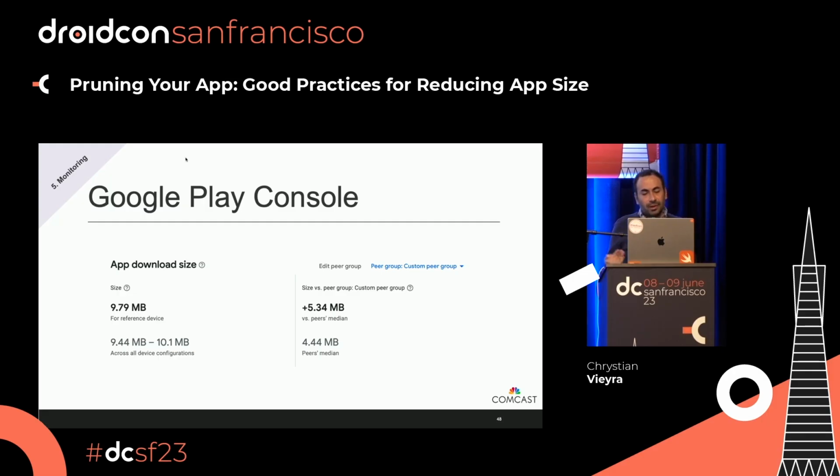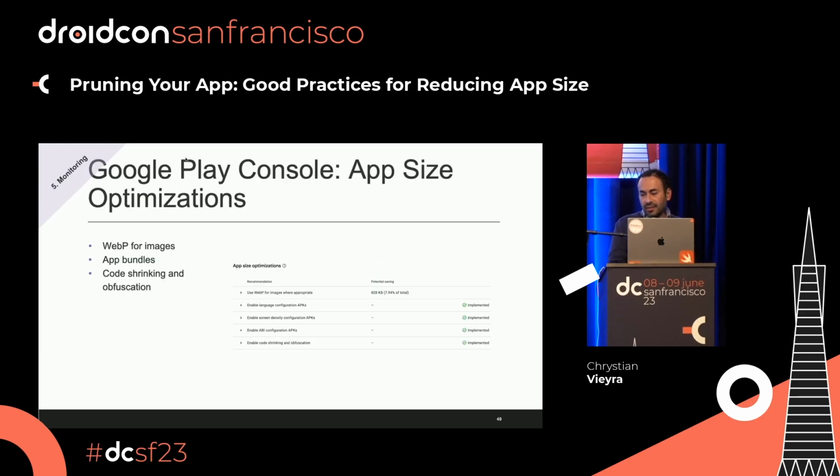Finally, before I move on, the next thing I want to show is the Google Play Console. Many of us use it all the time, and it also has wonderful visualizations of your app download size. For instance, it shows me, this is for my personal app, that my personal app for my reference device is 9 megabytes, and how I compare to my peers in size. So it's a good inspiration to know if you need to be pursuing smaller to try to match what your peers and competitors are doing.